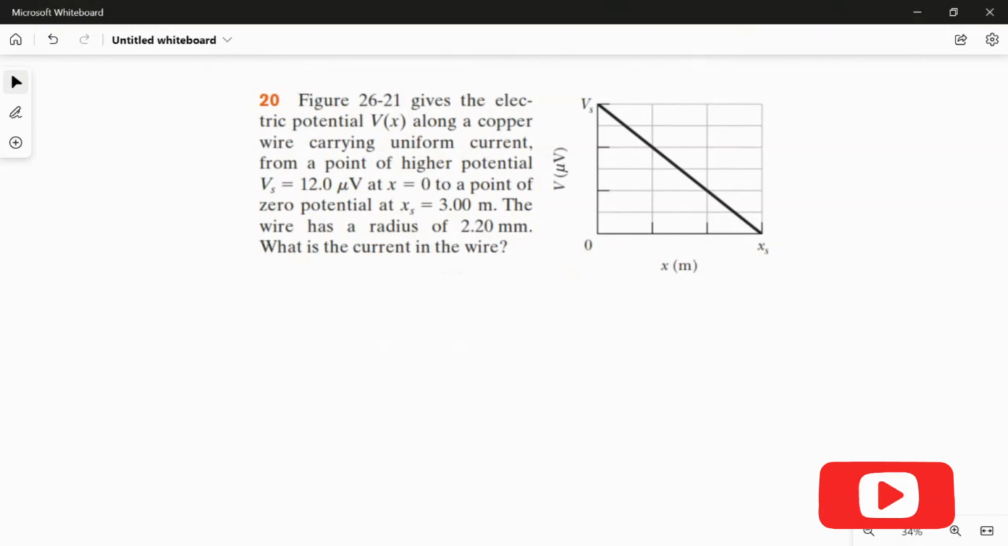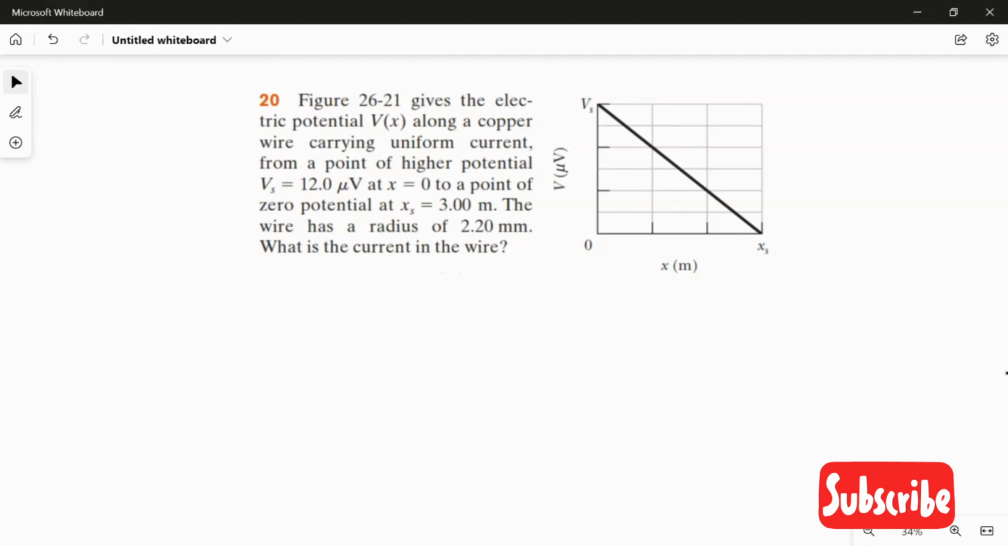So here the information is given in the graph, in terms of V versus x. V is the potential. The maximum potential at x equal to 0 is 12 microvolt. Likewise, zero potential is at xs equal to 3 meter. Here x indicates the length of the wire and V indicates the potential. Now we are going to find the current in the wire. The material in the wire is copper, so we have to use the electric resistivity of copper. First I'm going to write the given, and after that I'm going to apply the rule.